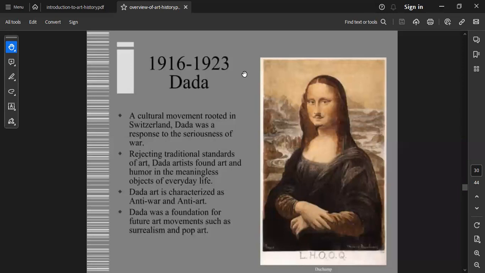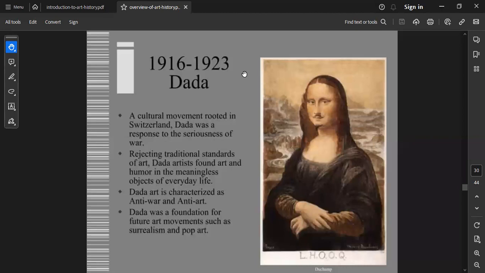And due to this claustrophobia, they felt that they needed to have something more free, a more free ground to express themselves freely. So Dada gave them this rehab, basically, which helped them to revive and again start thinking in a creative way. So Dada artists found art and humor in the meaningless objects of everyday life.